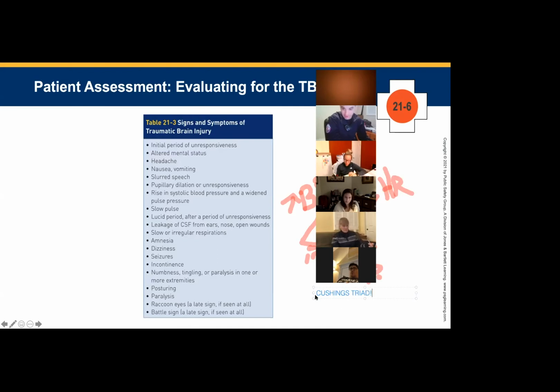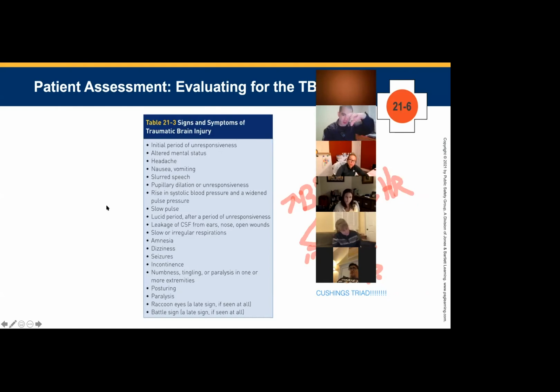Cushing's triad. All right. If you're assessing a patient and you see these three things happening, this is what we refer to as Cushing's triad: increased blood pressure, decreased heart rate, and irregular respiratory rate. What is Cushing's triad telling us? What's the importance of that? The importance of Cushing's triad is that we have possible brainstem herniation going on.